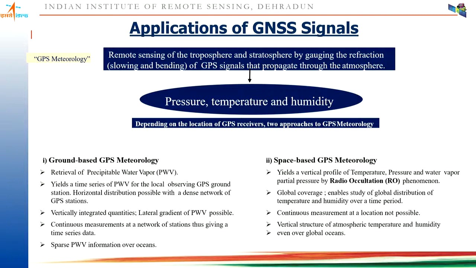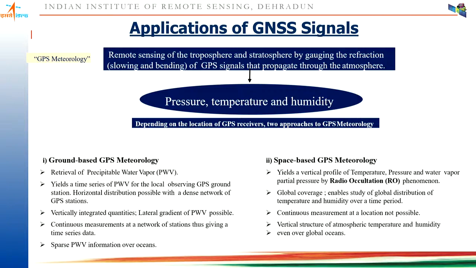Global coverage. Since it is space based, what is happening? We have a low earth orbit satellite orbiting around the earth, and the earth is also moving, taking 24 hours to revolve. So we can get measurements over different locations. This is a benefit in this case, but the thing is that we cannot get continuous measurement.